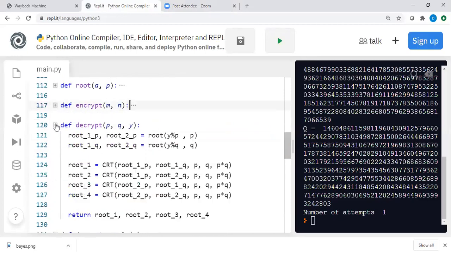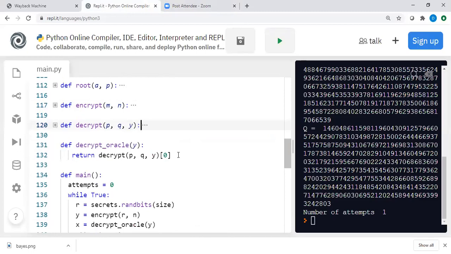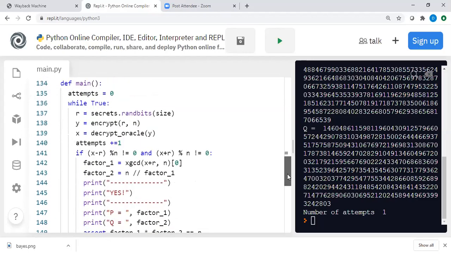A decryption is basically finding the square roots and giving you 4 square roots, right? But the decryption oracle will pick one of the square roots and send it to the attacker Eve. All Eve has to do is this little loop here. Randomly pick an R, compute the encryption of it, submit to the decryption oracle, and count. In this case, I'm counting how many attempts are needed.